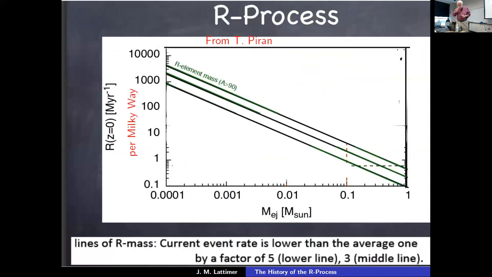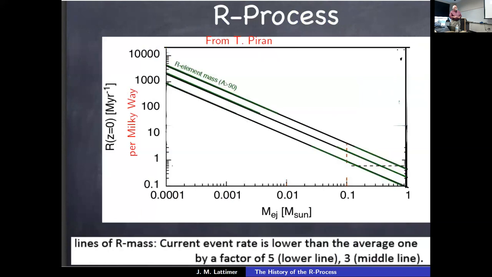Okay. So another thing that Svi Paran produced was this crude diagram. We have the total observed abundances of R process elements in meteorites and in the sun. And so the rate of the R process times the amount ejected in each event has to be a constant.